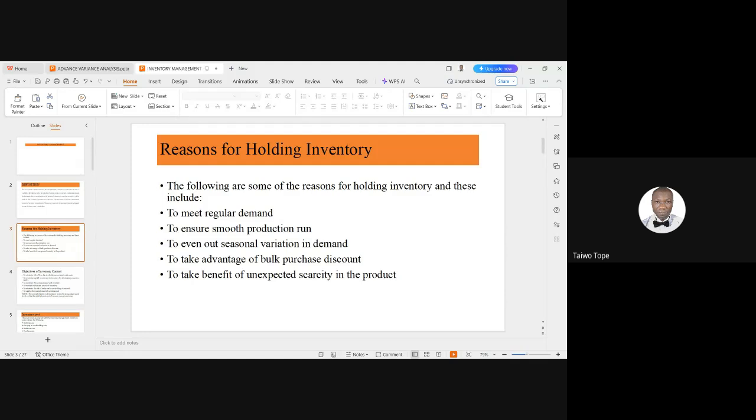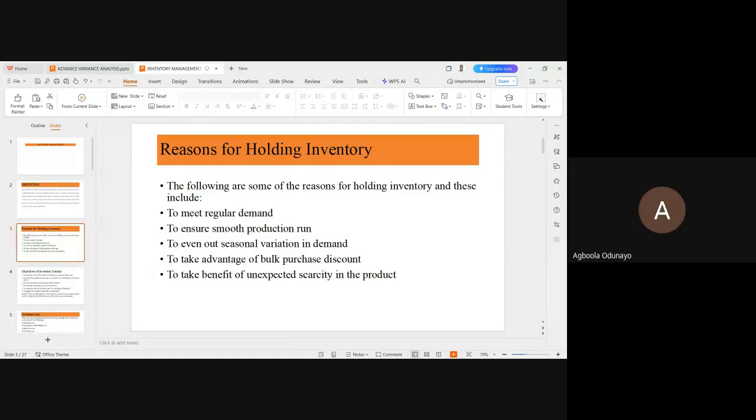Now, why do we hold inventory? I've also talked about this in a way. Why do we hold inventory? The following are some of the reasons for holding inventory. Just as we have motives, reasons for holding cash, where you talk about transactional motive, speculative motive, and what?